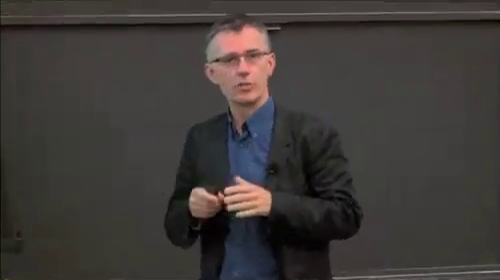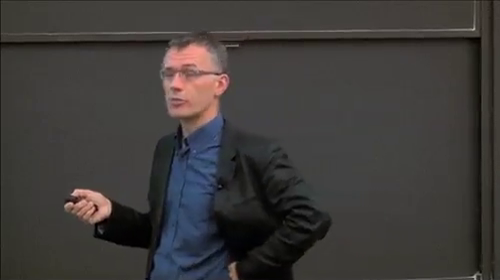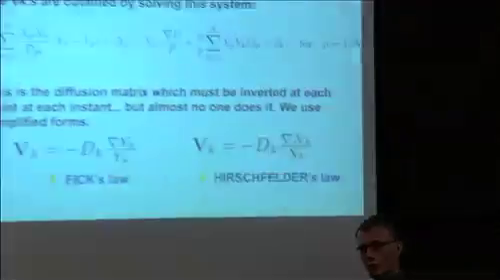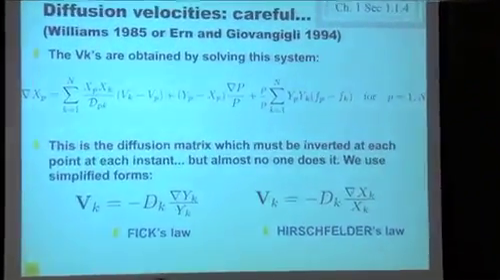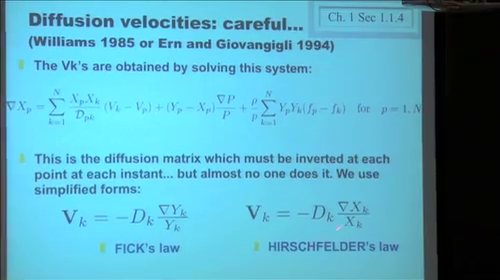Very few people do it. You do it in certain 1D codes, but in a 3D code, no one does that. We use simplified forms for diffusion. There are two of them. The most famous one is Fick's law, and that's the one that Moshe discussed last year. And there's a second one, which is Hirschfelder's.